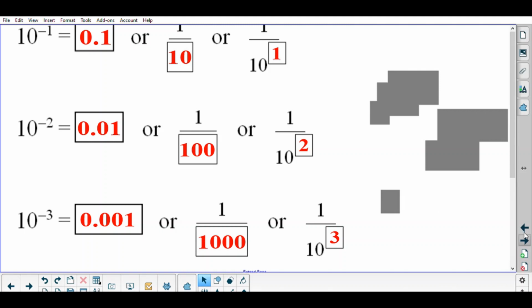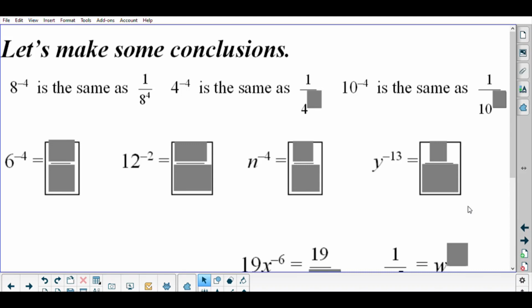I believe at this point you could probably start making some conclusions, which I have here at the bottom of the first page of your guided notes. The first one I've already done for you. 8 to the negative fourth power would be the same as the fraction 1 over 8 to the fourth. 4 to the negative 4, let's do this one together, is the same as the fraction 1 in the numerator over 4 to the positive fourth power. Next one, let's do it together. 10 to the negative fourth is the same as 1 over 10 to the fourth.